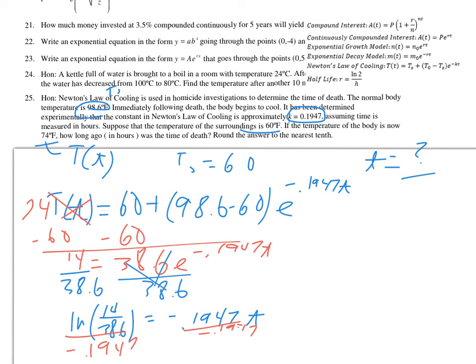So I'm going to go ahead and type this one in the calculator. ln of 14 divided by 38.6, close that parentheses, and divide it by negative 0.1947. And you get t at about 5.2 hours. Make sure you do that too.